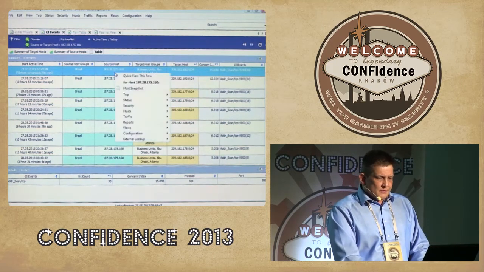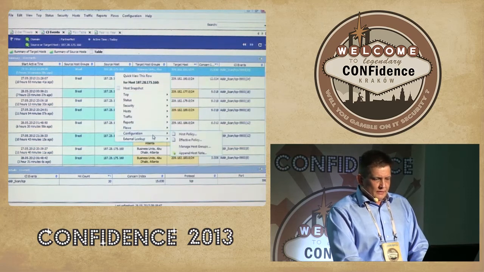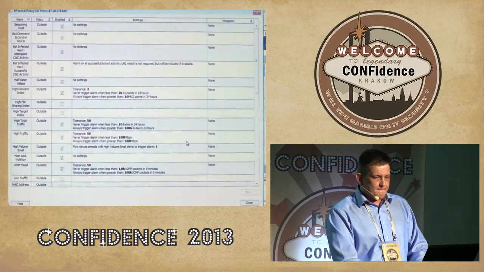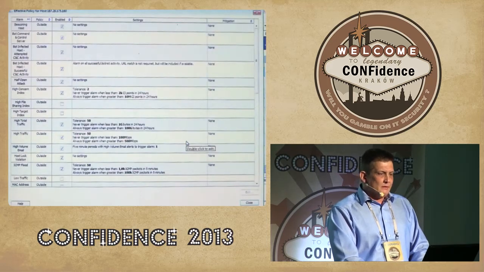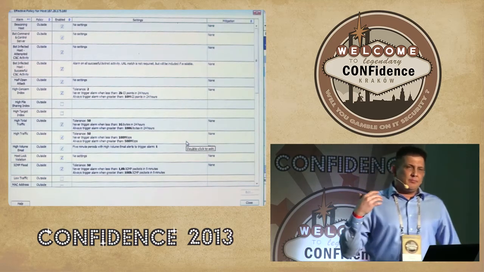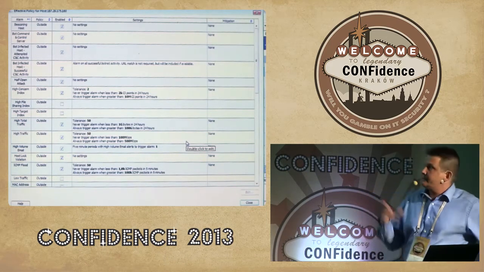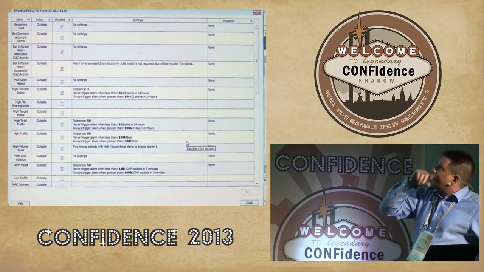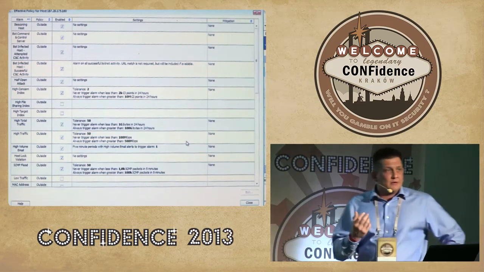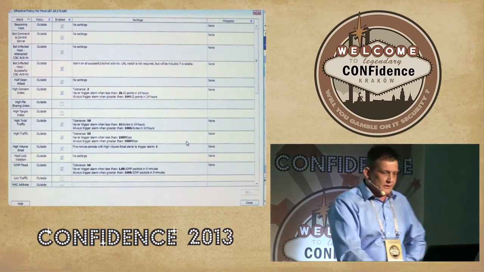So what's behind that? If we look at the configuration here, effective policy, we will see all those different policies that are in the system. Not all of them, we see just a few of them at the moment, and why they trigger an alarm or a high concern index.